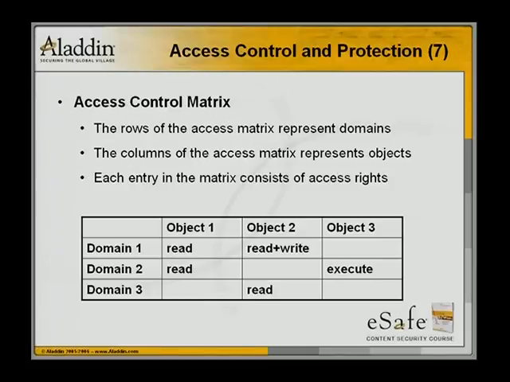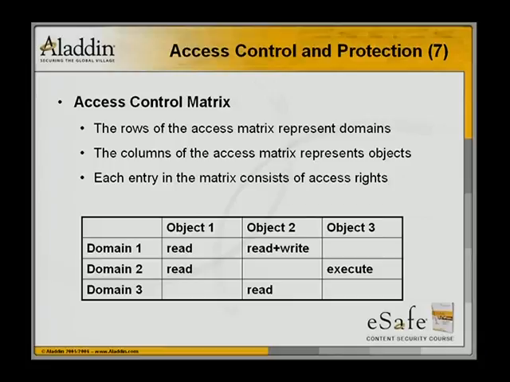Let's discuss access control matrix. In access control matrix, the rows of the access matrix represent domains, and the columns of the access matrix represent objects. Each entry in the matrix consists of access rights. So let's look at the diagrams and see that domain 1 and object 1 has read permission. However, domain 1 and object 2 has read plus write permission, and object 3 has no permission in domain 1. Again, object 1 has read permission in domain 2, however, it does not have any permission in domain 3. Object 2 has no permission in domain 2, however, object 3 has the execute permission in domain 2.